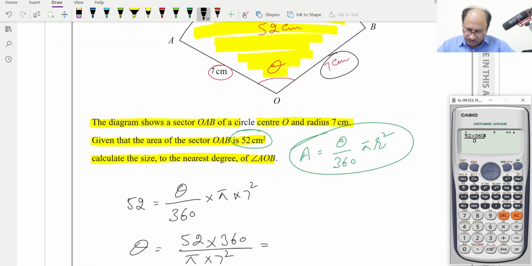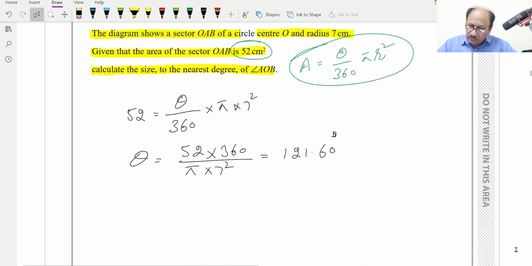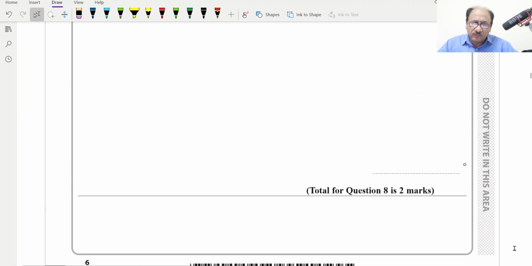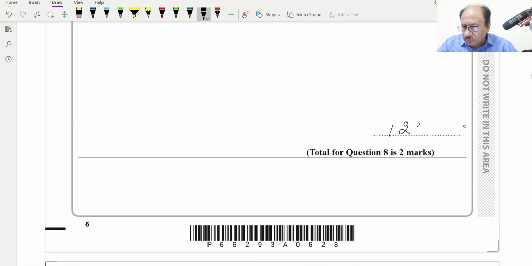52 multiplied by 360 and divided by pi and multiply by 7 squared, and this is equal to 121.60 degrees. We can write the rounded answer as 121 degrees, or it's basically 121.6, so we can write 122. So 122 will be our proper answer over here.